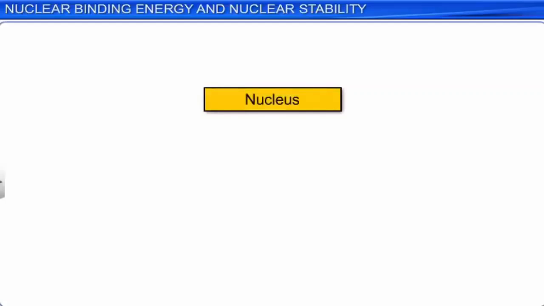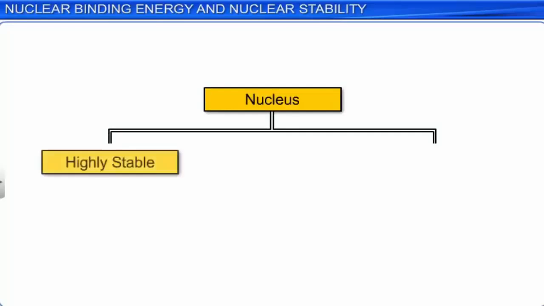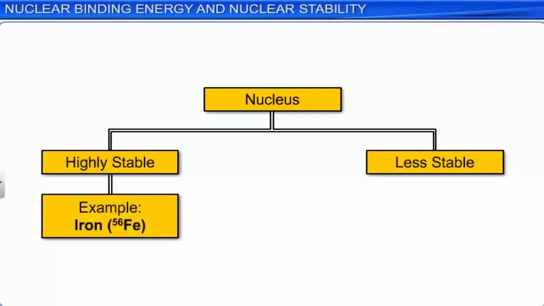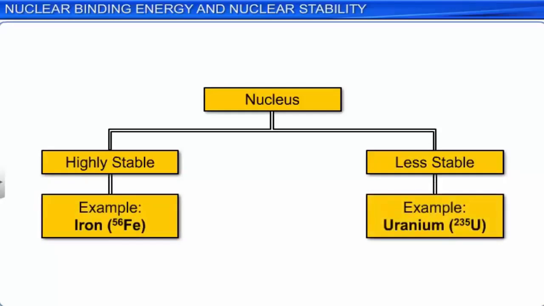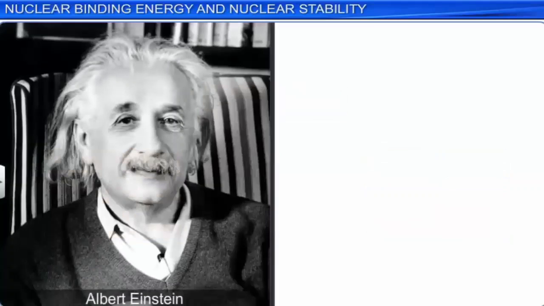In nature, we come across many elements. Some of them have nuclei which are highly stable, while others are relatively less stable. For example, the nucleus of iron is very stable, while the nucleus of uranium is considered to be unstable. To understand this aspect of nuclear stability, we should first study Einstein's mass-energy equivalence relation.